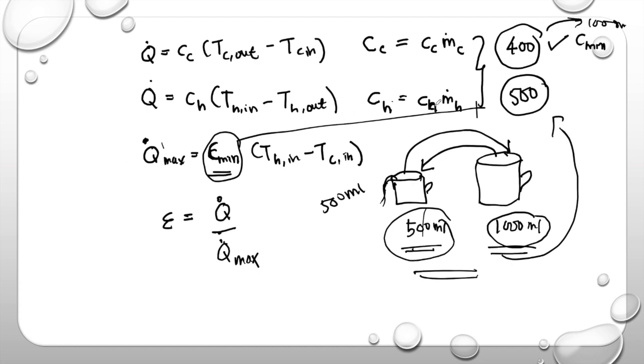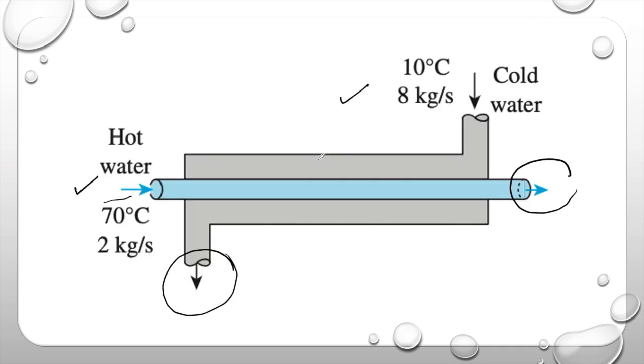To find the maximum, we have to choose the minimum value of CC and CH. So that's why we have to choose C minimum. What about TH in and TC in? For example, we have TC in of 10 degrees Celsius and TH in of 70 degrees Celsius. The minimum temperature that the hot water can be reduced to is 10 degrees Celsius only. It will not reduce lower than 10 degrees Celsius, because that amount of energy only goes up to 10 degrees Celsius.